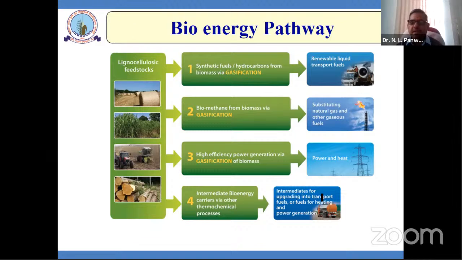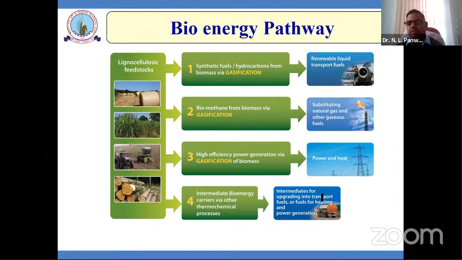And even in densification, at high temperature when the die is heated, that lignin acts as a binder in the material, and certainly gives good calorific value. So in lignocellulosic material, we grind it, powder it, and make it through the densification process, so that lignin acts as a binder. But in thermochemical conversion, through gasification mode, we can give the synthetic fuel or hydrocarbon.